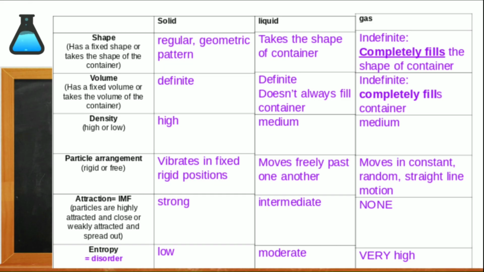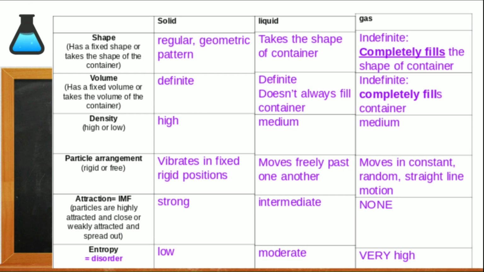Take a minute to pause the video, as this is all of the important information you're going to have to know about solids, liquids, and gases, in addition to their particle diagrams. Most of this information should be reviewed from elementary school.